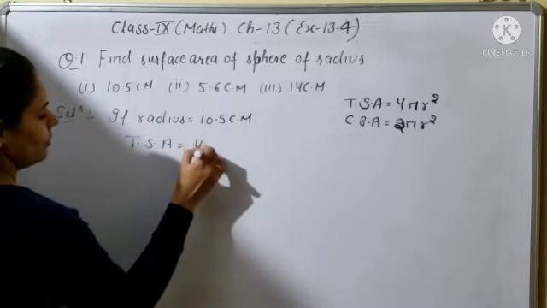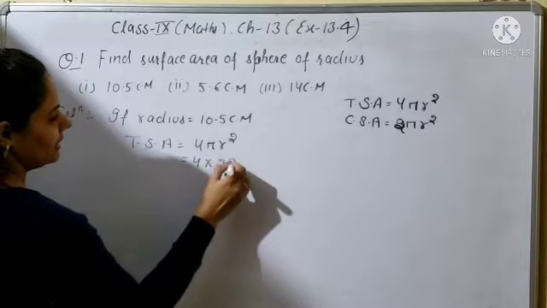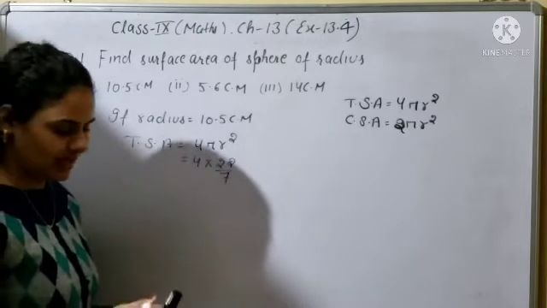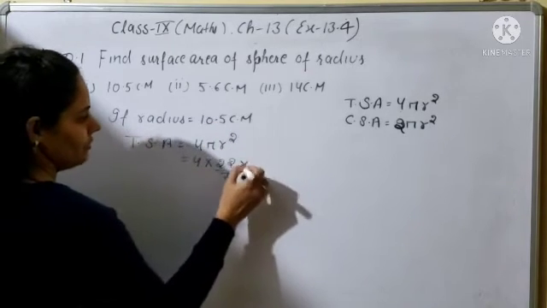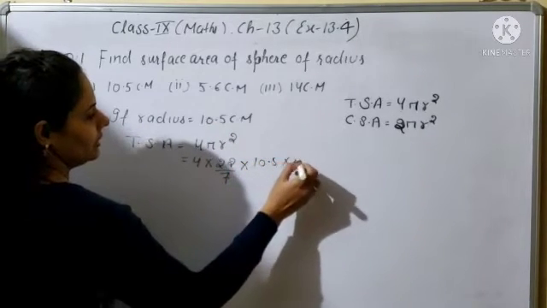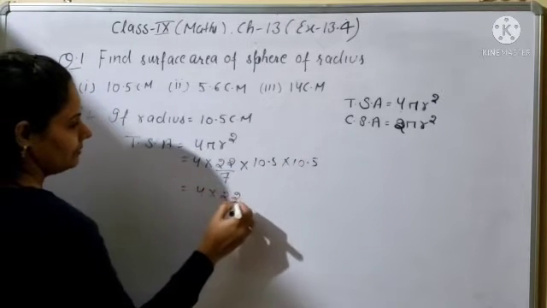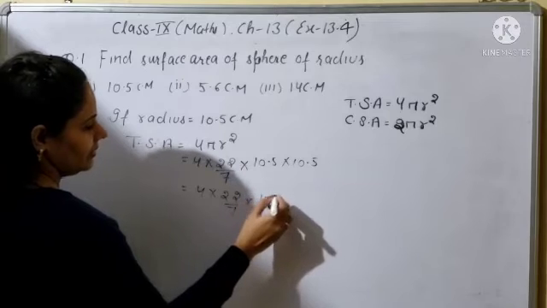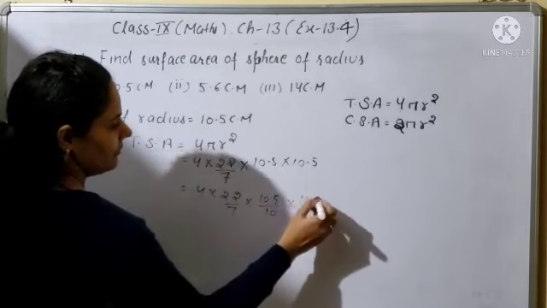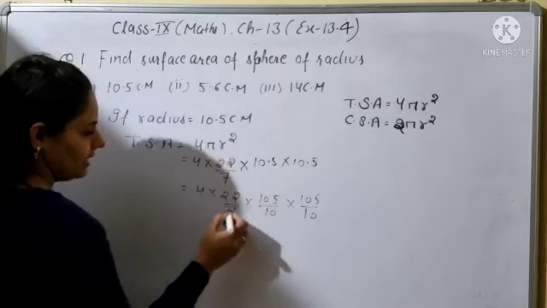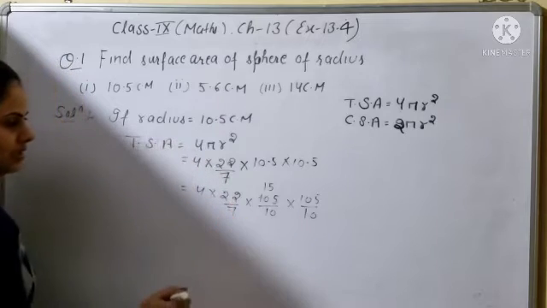It will be 4 pi r square. Pi is not given in the question, so always take 22/7. After that r square means 10.5 into 10.5. Now 4 into 22/7, and you can divide by 10 to remove the decimal, and here also 105 upon 10. Clear? Now you can cancel out: 7 ones are 7, 7 fives are 35, 15 sevens are 105. Clear?